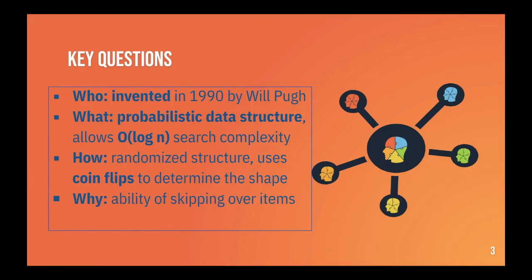Skip lists are a probabilistic data structure that allows O(log n) search complexity. They were invented in 1990 by the computer scientist Will Pugh. As previously mentioned, the search time of skip lists is O(log n). The structure of skip lists is randomized. Commonly, coin flips are used to build and determine the shape of the data structure. They are called skip lists due to the ability of skipping over items when searching.